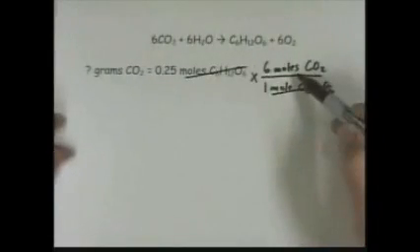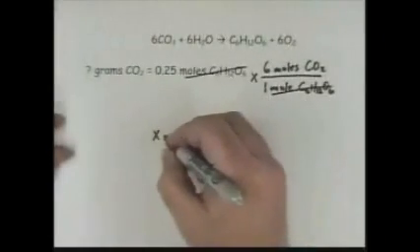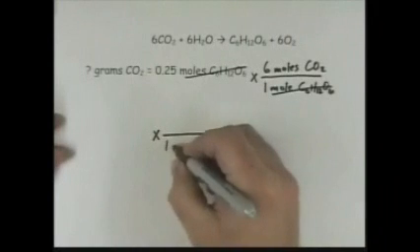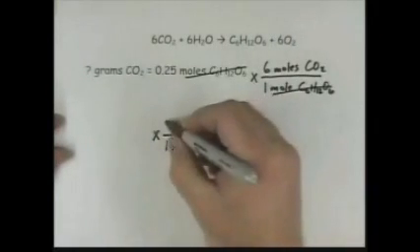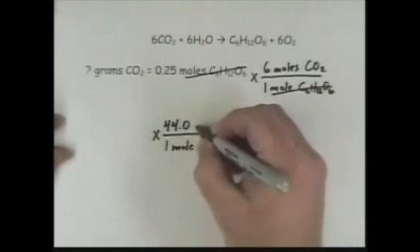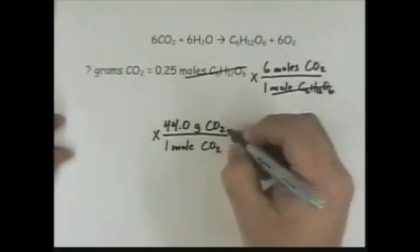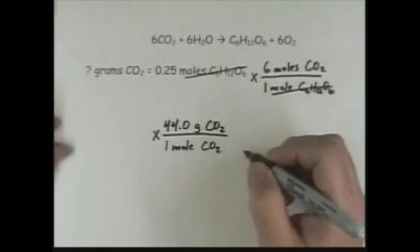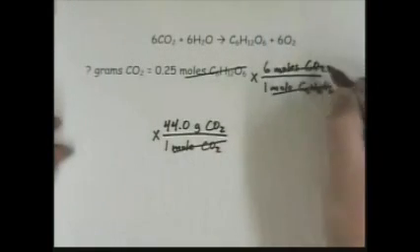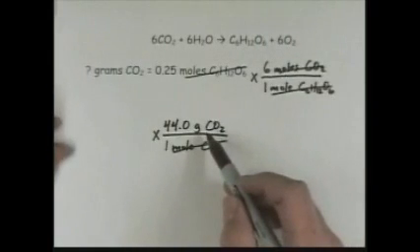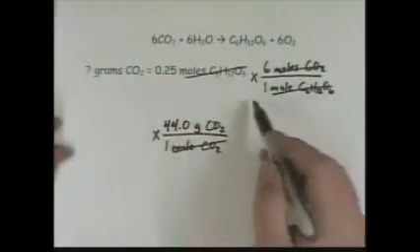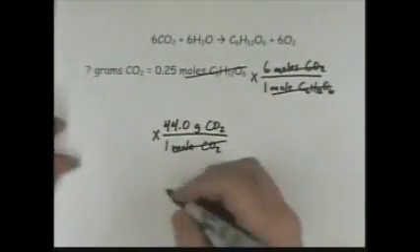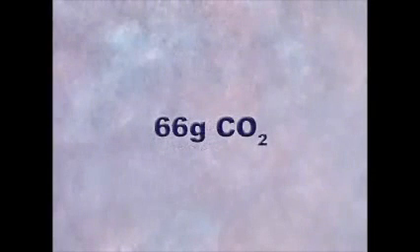Letting the units guide you, you next put 1 mole CO2 on the bottom and 44.0 grams CO2 on the top. Since grams of CO2 is what we're looking for, you multiply, then divide, and get 66 grams CO2.